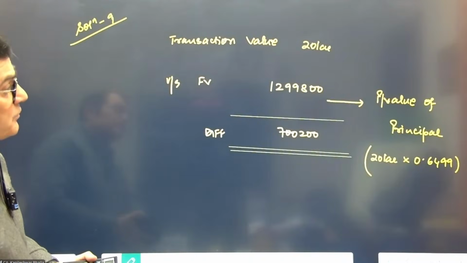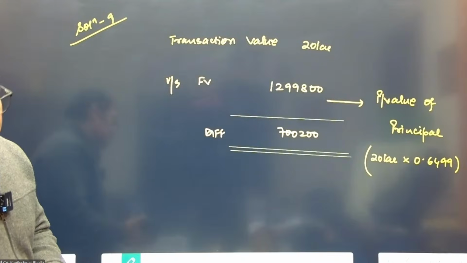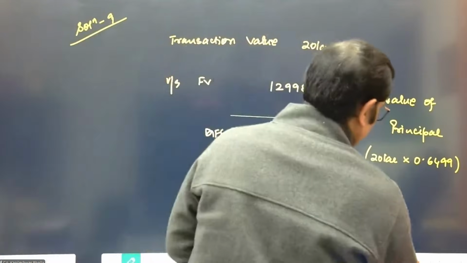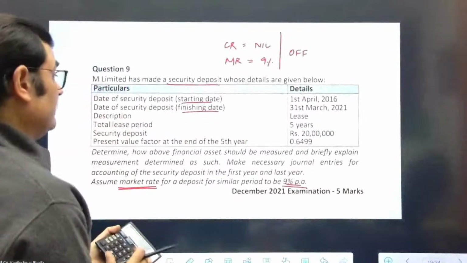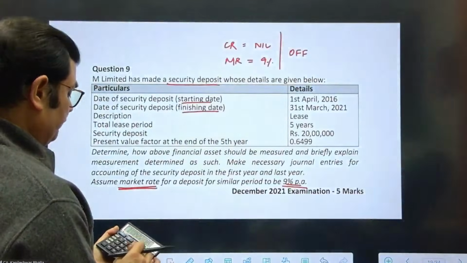So can I say in this particular case, I don't know if the discounting factor is right or wrong. Just see, because 6499 seems to be a little dicey to me. At 9%, 1.09 to the power of 5. No, it's correct.